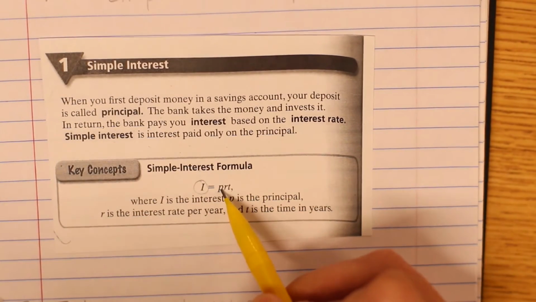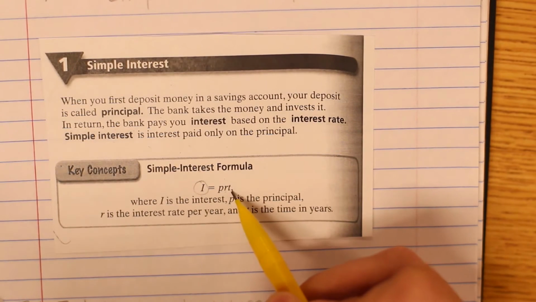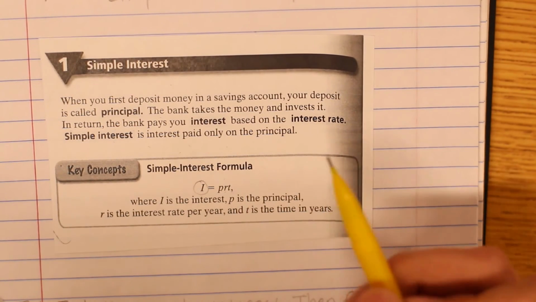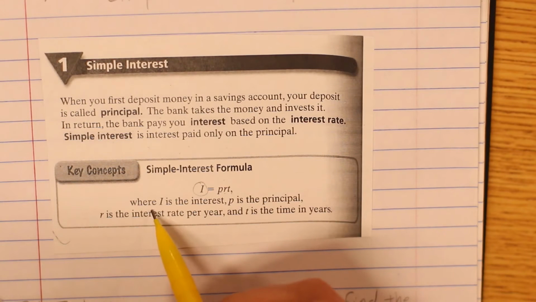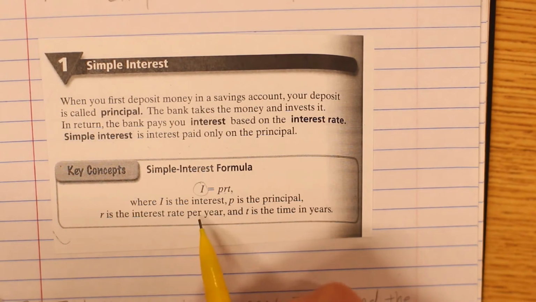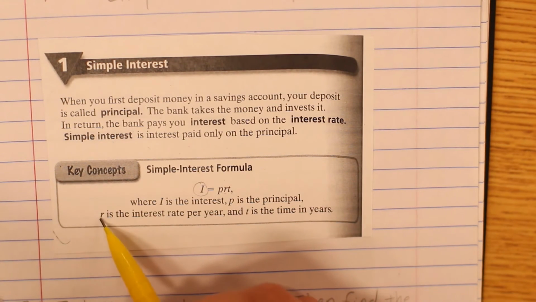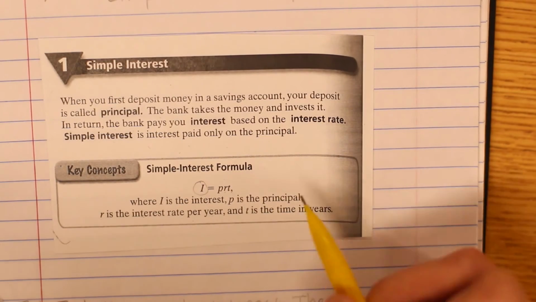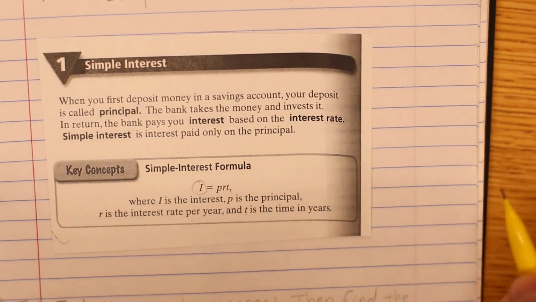You take the principal, you multiply it by the rate, and then you multiply it by the time that it's been in there. The rate is per year, so you need to look at the interest rate. So it says R is an interest rate per year, and t is the time in years.